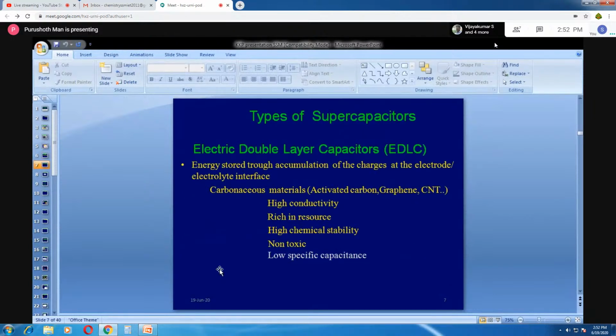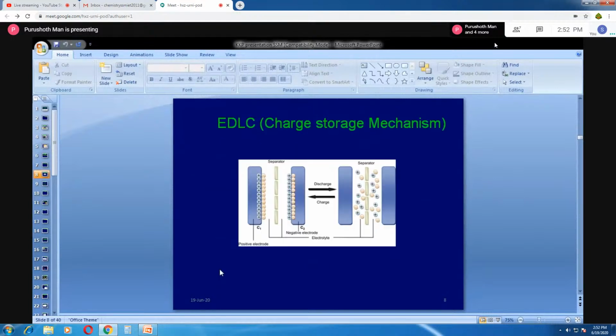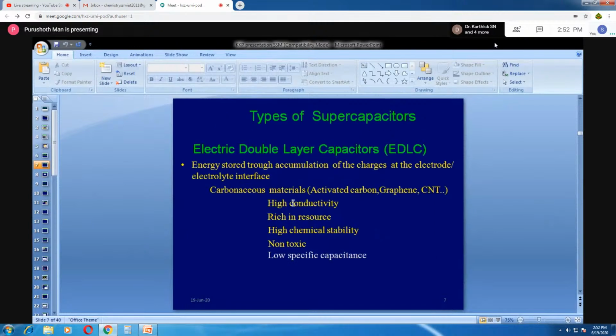So actually there are two types of supercapacitors. One is called electric double layer capacitors. Purely based on the charge storage mechanism, they are classified into two types: electric double layer capacitors and pseudocapacitors. If the charge is stored through accumulation of charges between the electrode and electrolyte interface, you just see in this diagram, the charges are stored here. This is the charged state, positive and negative charges. This is creating a double layer. Whereas in the case of the discharge state, this is in a random manner. So this is what we call electric double layer capacitors.